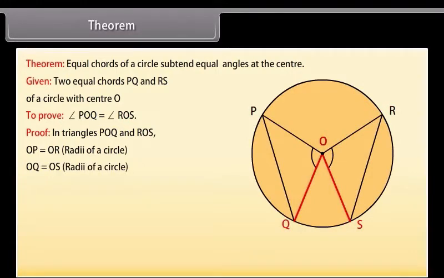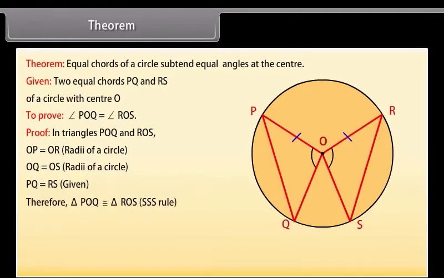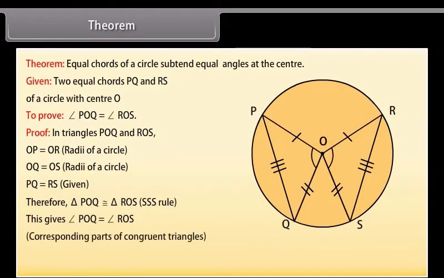These are also the radii of a circle. PQ is equal to RS, given. Therefore, by SSS congruence rule, triangle POQ is congruent to triangle ROS. This gives angle POQ is equal to angle ROS because corresponding parts of congruent triangles are congruent.